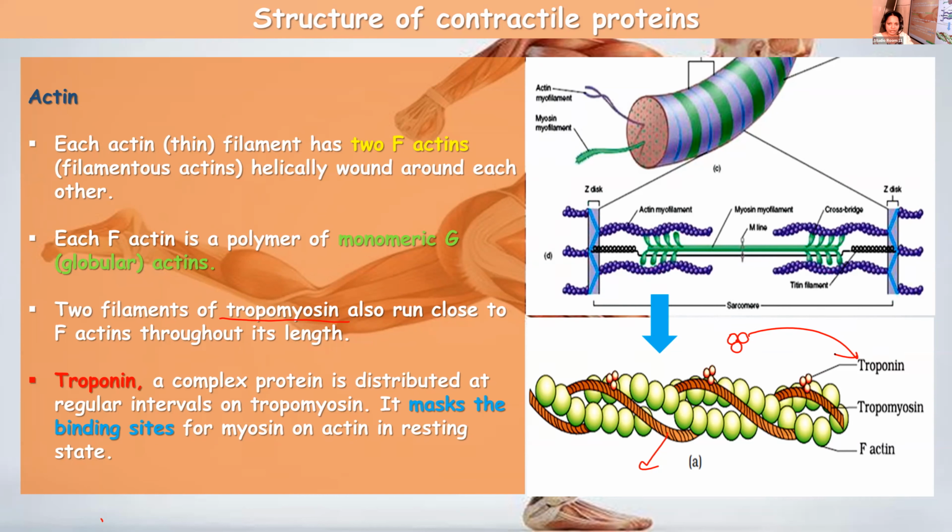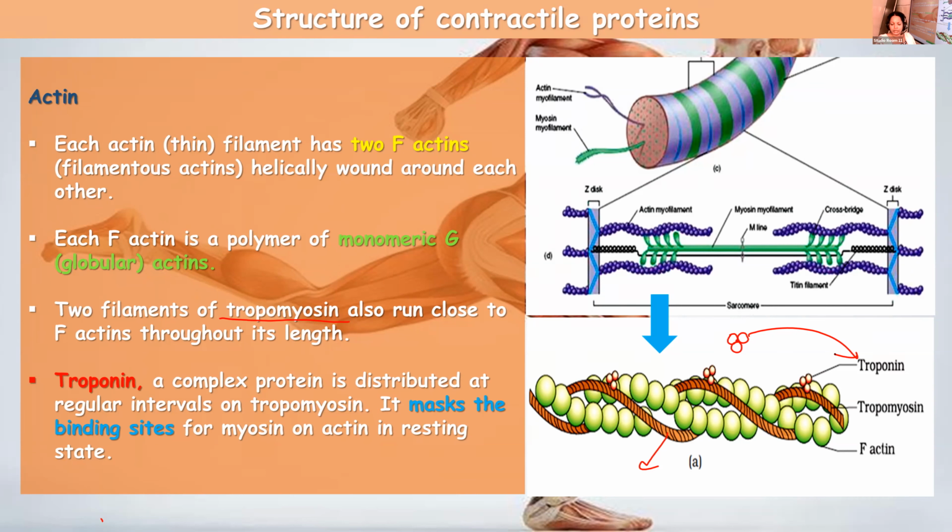The monomeric units are known as globular actins or G actins. Several such G actins are joined together to form a filamentous actin. Like that, two F actins are present which are twined around each other. Then apart from that, there are two tropomyosin filaments running along the entire length of F actin, or running close to the F actin. Then the third structure associated with the actin filament is troponin.